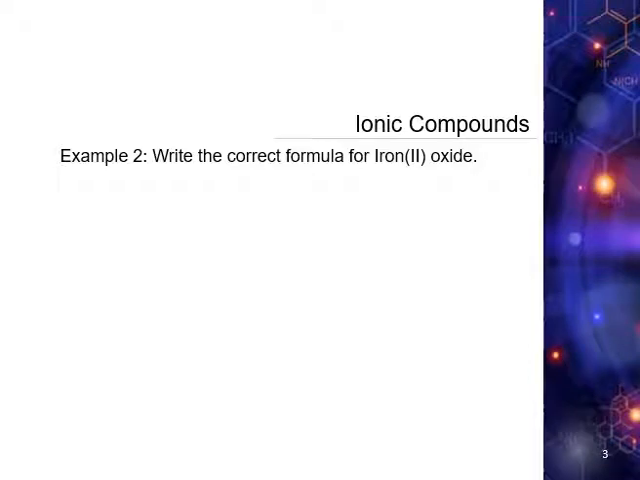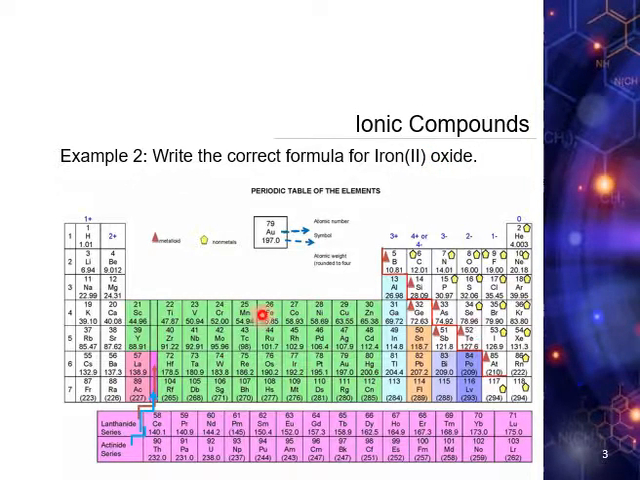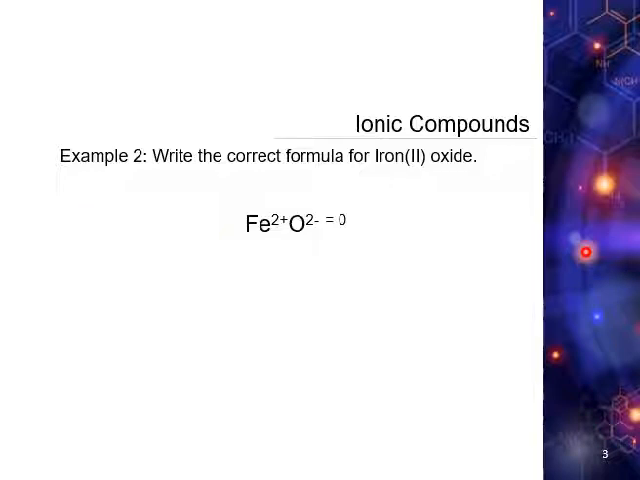Example 2. Write the correct formula for iron(II) oxide. This time iron is going to be a +2. Iron will be a +2. Oxygen is -2. A +2 and a -2 equals 0. So the correct formula is FeO.